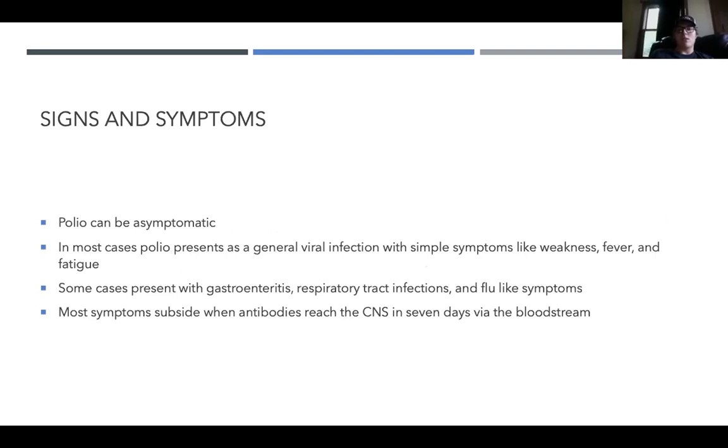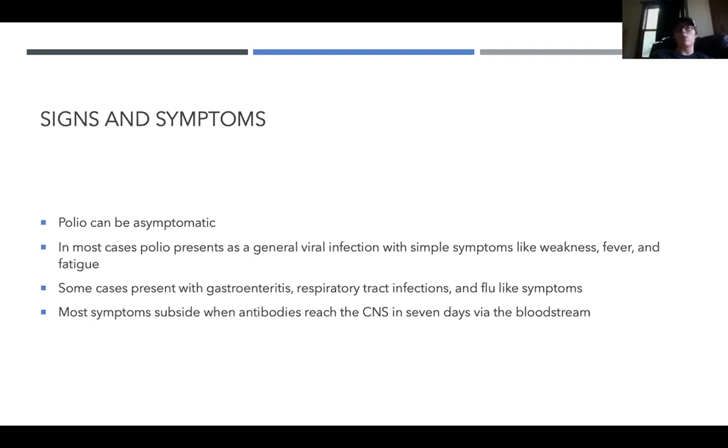Signs and symptoms: it can be completely asymptomatic, but it does present like a general viral infection. So flu-like symptoms in most cases, if you do have symptoms at all, which is still pretty rare, especially in today's day and age, or being in the Western Hemisphere. Weakness, fatigue, and fever are the most common symptoms. But then gastroenteritis, because it does affect the GI tract first, is a common descriptor. And then respiratory tract infections.